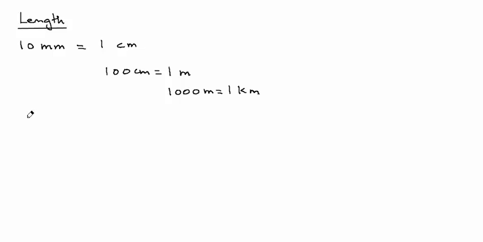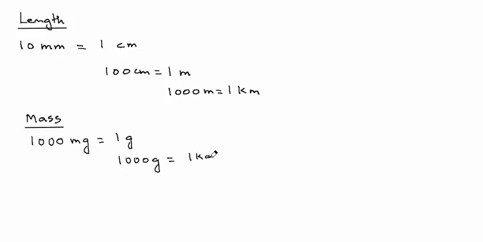We have something similar when it comes to measuring mass. One of the smallest units of mass is the milligram, and you have 1000 of them in 1 gram. Similarly, we have 1000 grams in 1 kilogram or kg, and 1000 kilograms add up to give you 1 ton.